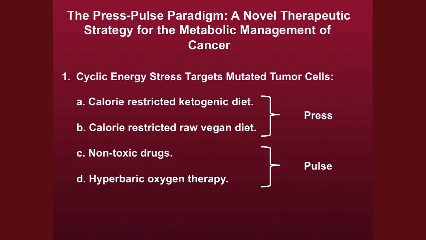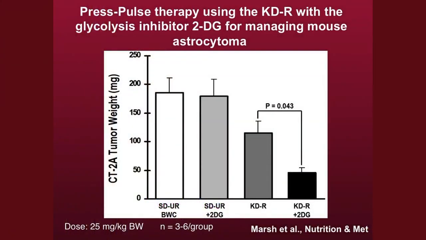Every cell in the tumor has mutations. Those mutations will be our allies, because as we change the metabolic environment of the whole organism, some tumor cells will survive under one condition, some on another condition, but we think no tumor cell will be able to survive on all of the conditions: non-toxic drugs and hyperbaric oxygen, and this is only the beginning. There's so many other things. Here's an example of press-pulse with 2-deoxyglucose and diet. So diet works, 2-deoxyglucose had very little effect, put the two together, you got a press-pulse synergy.